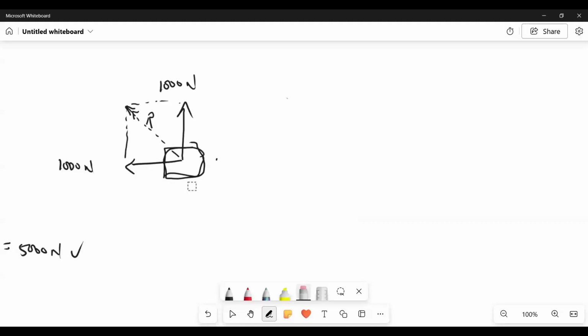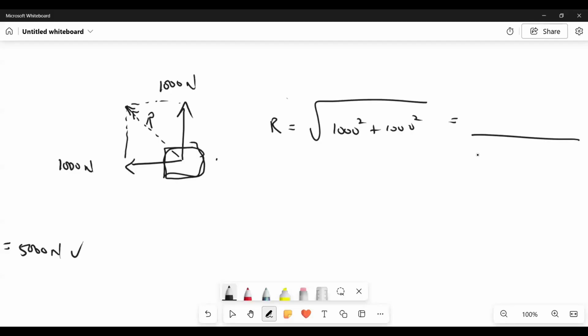But let's go back to our original problem. So now, how do we calculate this resultant? Well, you can see here that when we complete the parallelogram, there are two rules you can use. This is the parallelogram rule, or you can use the triangle rule. So R is going to be equal to the square root of 1,000 squared plus another 1,000 squared. If somebody can give me the value of that.